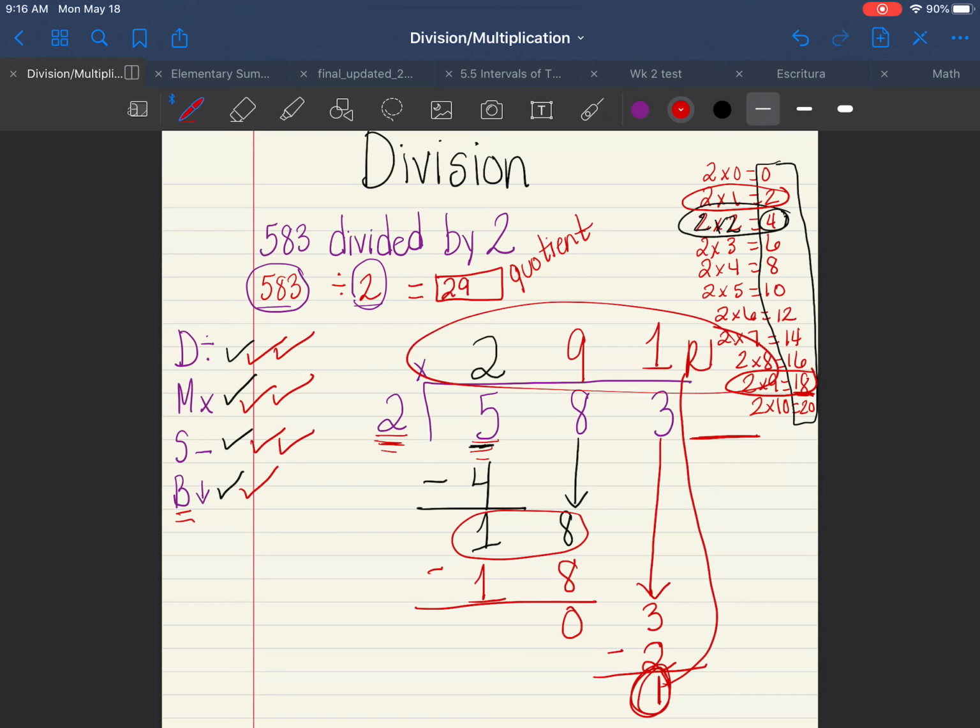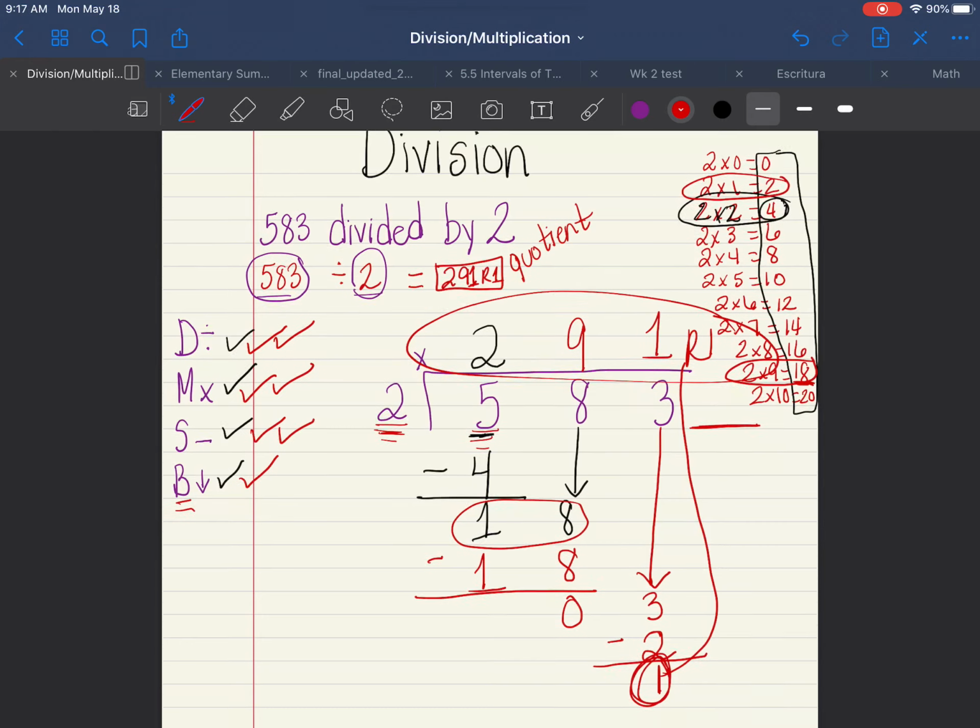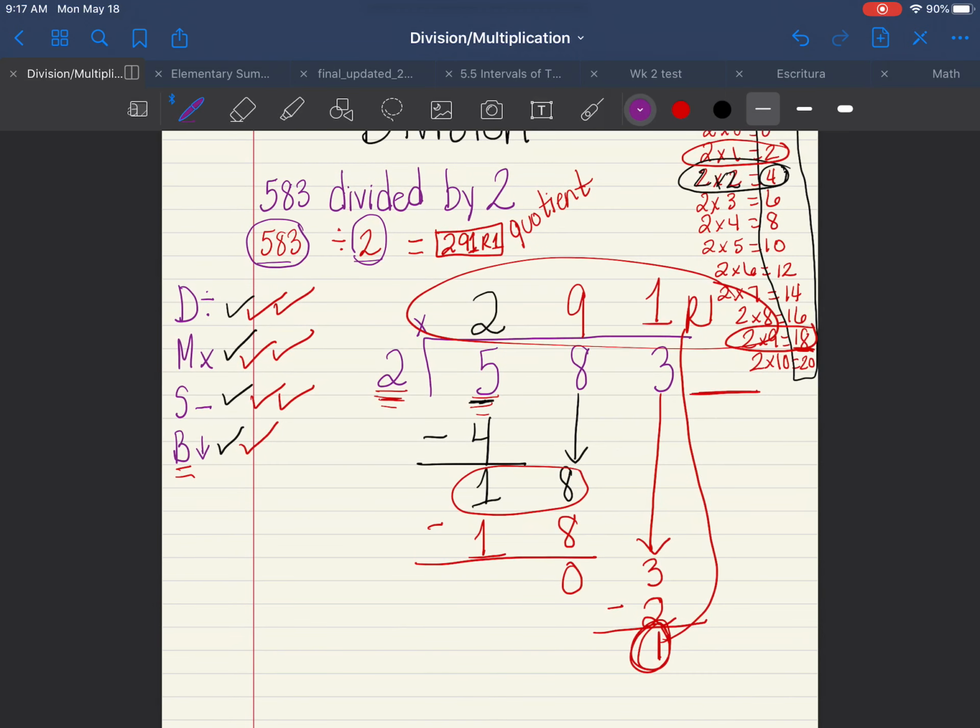And bring down. If you notice, there's nothing else to bring down, but we do have a 1 that is left. That is going to be called my remainder, 1. So my quotient is 291, remainder 1.